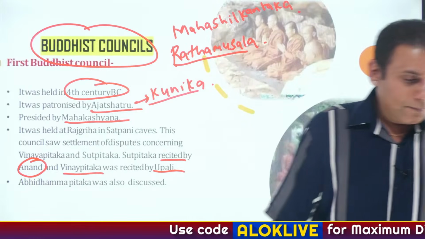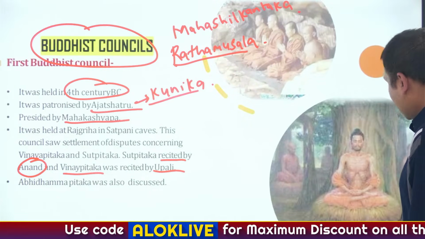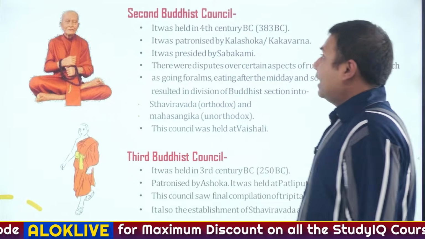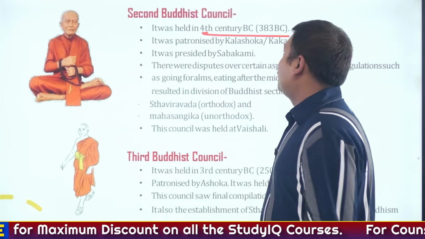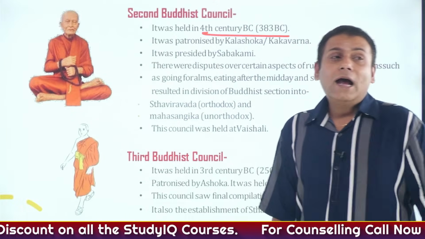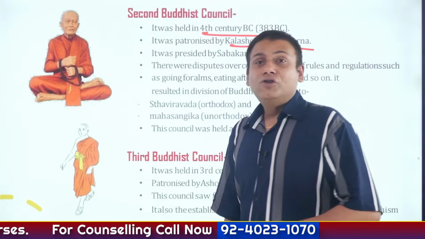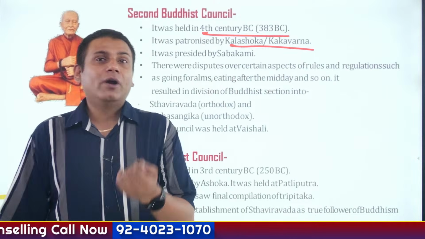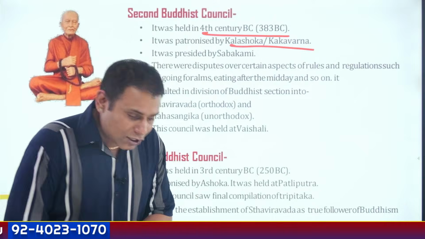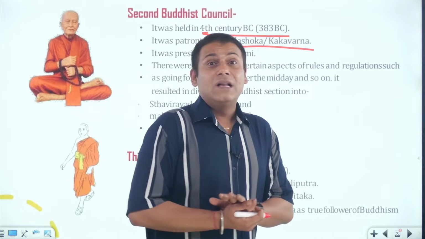No issues. Moving ahead. Second Buddhist council. The second Buddhist council was held in the 4th century BC, around 383 BC, and it was patronized by Kalashoka. Kalashoka was a ruler of the Shishunaga dynasty. I'll give you a very simple example. The last ruler of the Haryanka dynasty was Nagadarshaka.